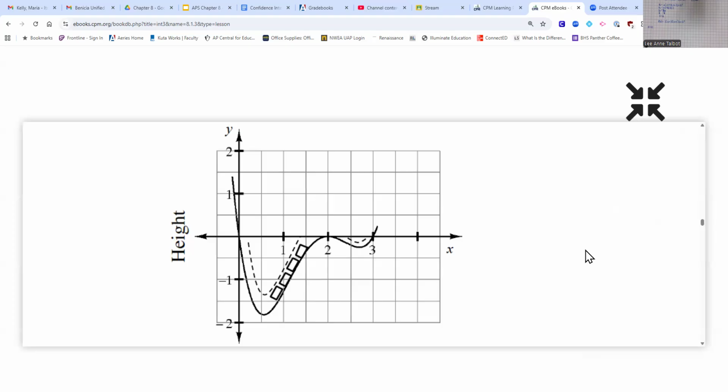X minus 2 quantity squared, right? Because it's a bounce. At 2, we make it x minus 2 quantity squared. By the way, the music I am stealing from The Price is Right. X minus 3, and it's just a single root, right? Because it's passing through.